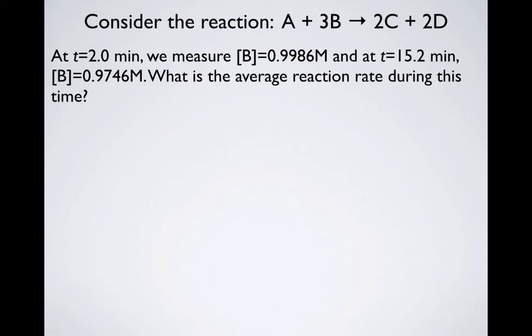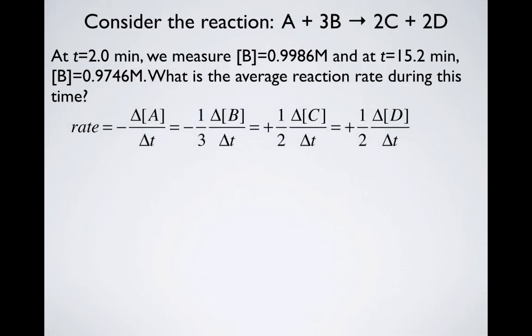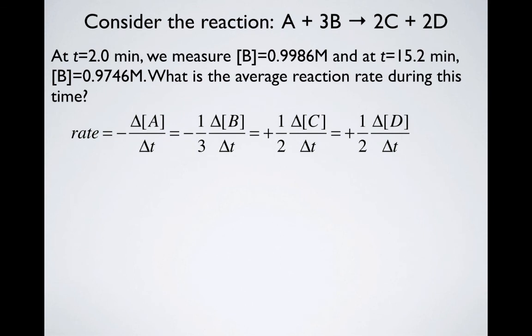Okay, so let's just take a look at how we would express the rate in terms of all the different components. We don't have to do this for this problem, but this just helps us see how to write these reaction rates. So we would write negative delta A over delta T, because the coefficient of A is 1. That's equal to negative 1/3 change in concentration of B over change in time. And again, that 1/3 because B is a reactant and it has a coefficient of 3. So the reactant part is why we have that negative sign.